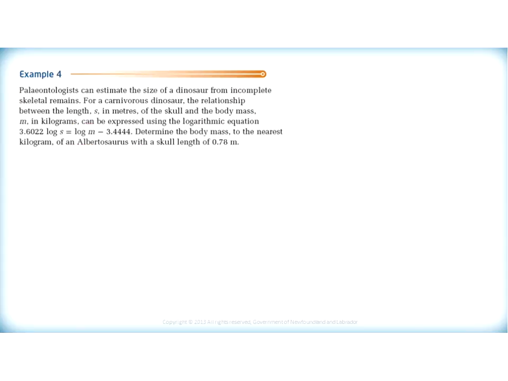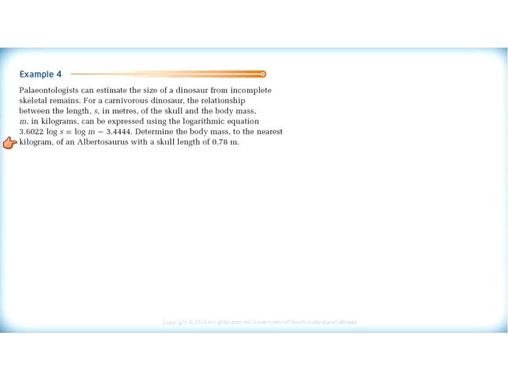Okay, and in example 4, paleontologists can estimate the size of a dinosaur from incomplete skeletal remains. For a carnivorous dinosaur, the relationship between the length S in meters of the skull and the body mass M in kilograms can be expressed using the logarithmic equation 3.6022 log S equals log M minus 3.4444. We are asked to determine the body mass to the nearest kilogram of an Albertosaurus with a skull length of 0.78 m.